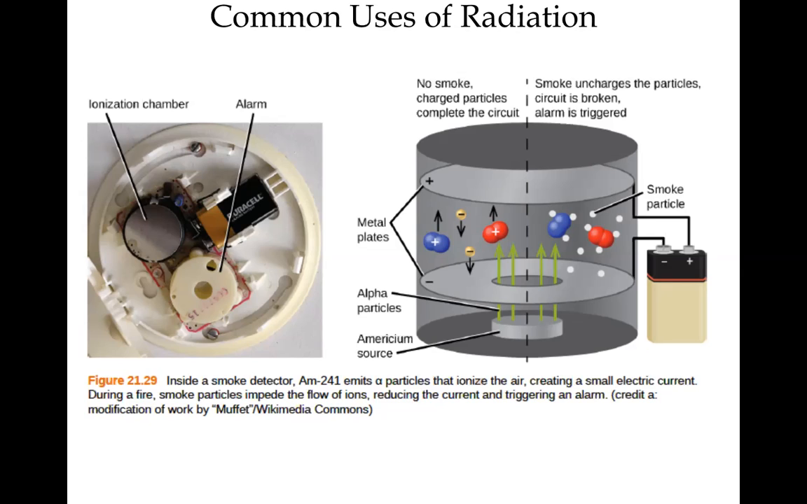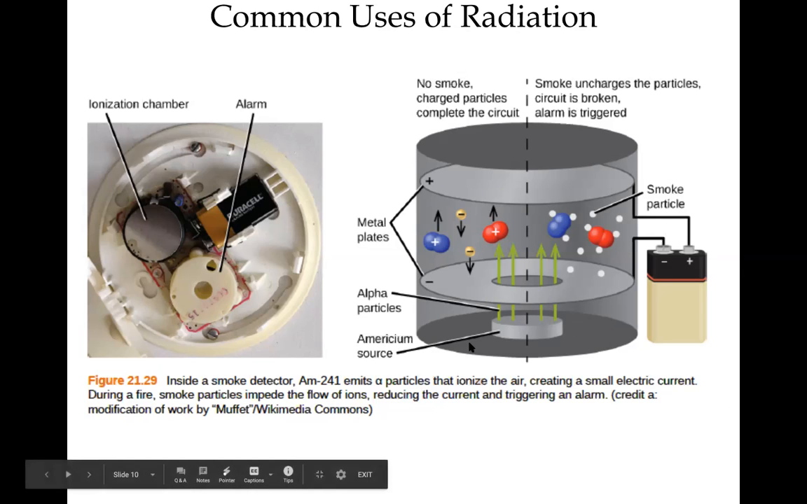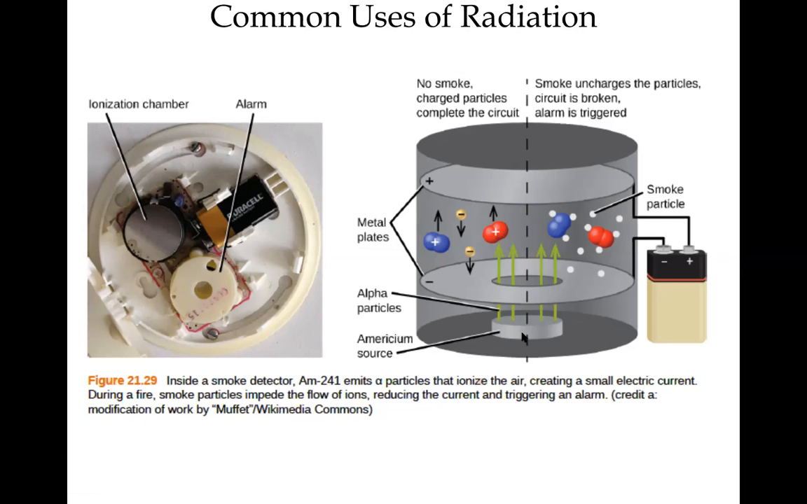But anyway, in this case, we can use radiation in our smoke alarms at home. Okay, so most smoke alarms will have this radioactive source of americium-241, and that's going to emit these alpha particles into this chamber. And the alpha particles are going to then ionize the air inside this chamber. And with that ionized air present, now you can pass an electrical current from the negative to the positive end. Okay.